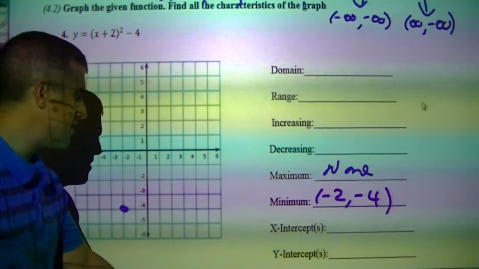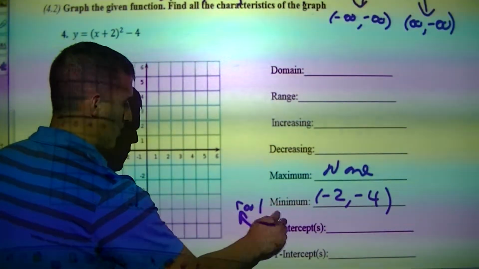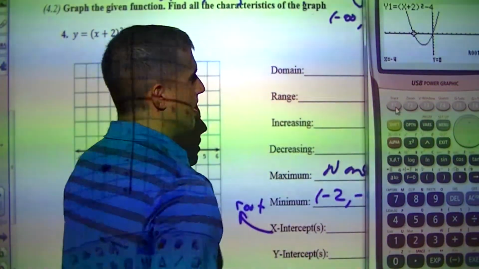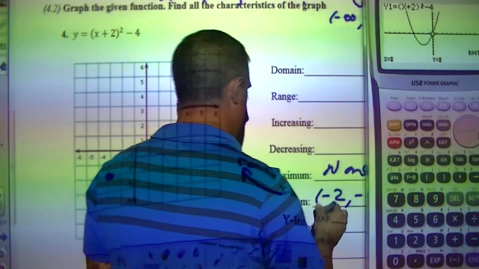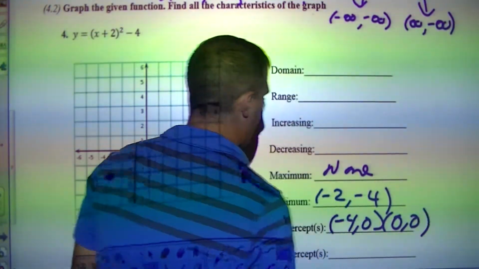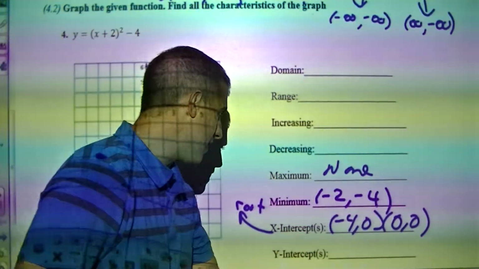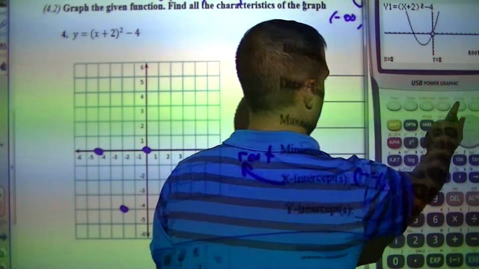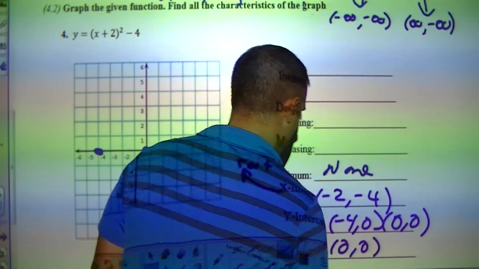Now to find these intercepts. For the x-intercept, what you use is root. So I'm going to do G-Solve, which is right here, root. And that's negative 4, 0. To get the other one, I hit the right arrow button, which is 0, 0. So I've got negative 4, 0 and 0, 0. So I'm going to go ahead and graph those points. Negative 4, 0 is here, 0, 0 is here. So then what's left? G-Solve for the y-intercept is also 0, 0.